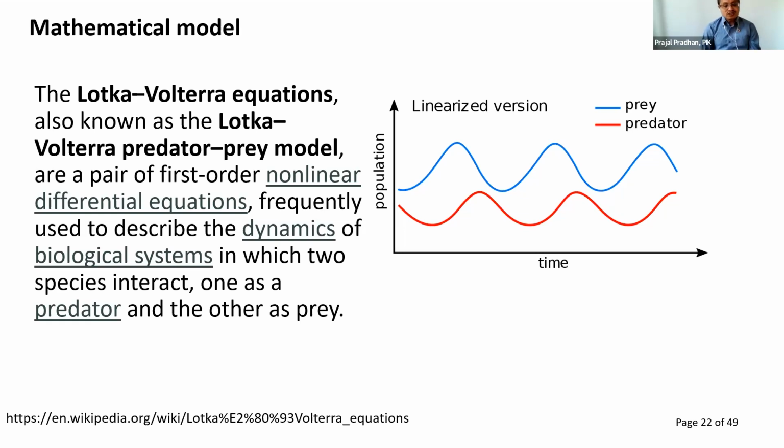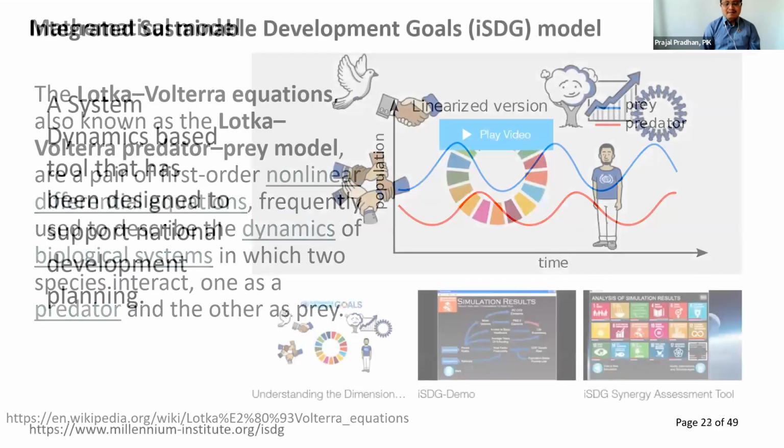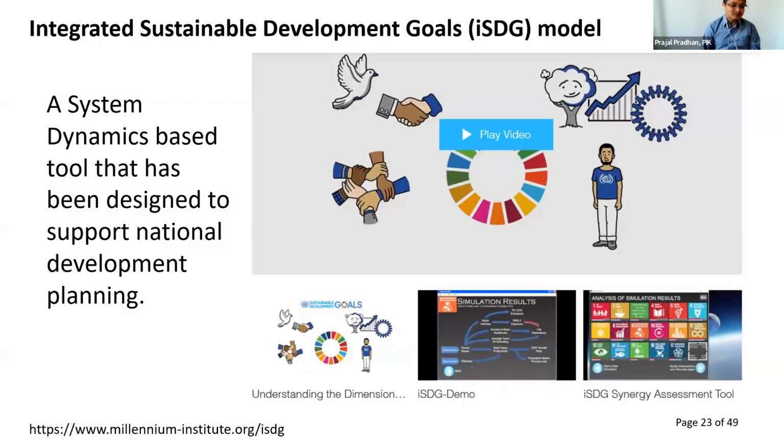Yeah? So these are also different models, very simplistic models that are used in science by different communities. And there could also be a combination of these, like differential equations or statistical equations, to develop a more complex model. This is one example, the integrated sustainable development goal model, or ISDG model.